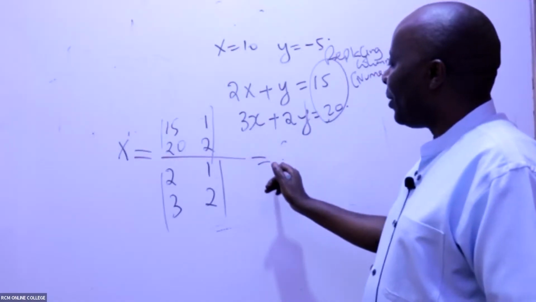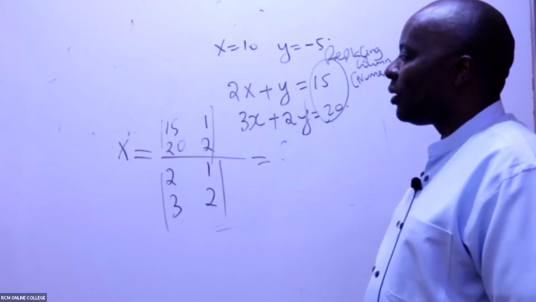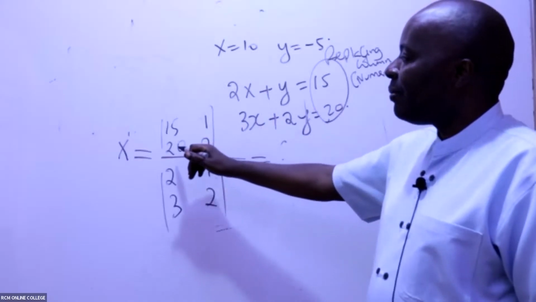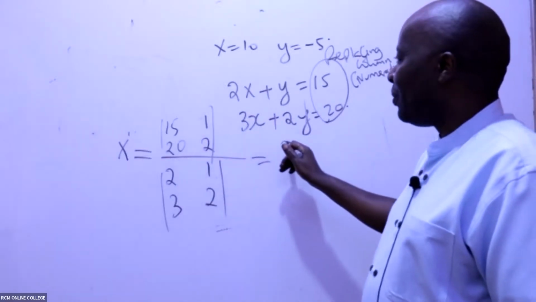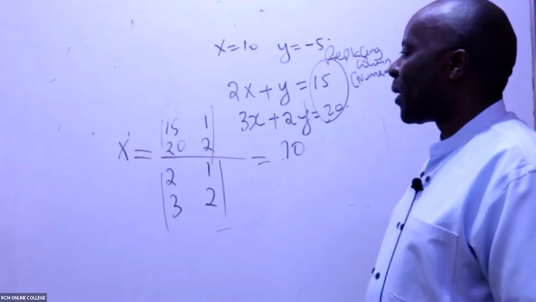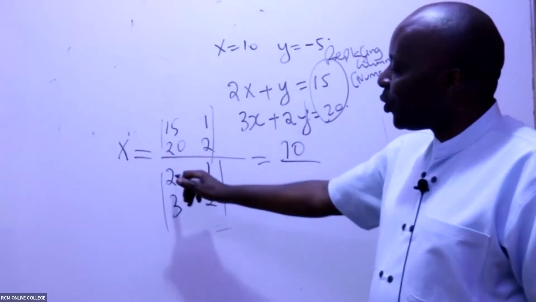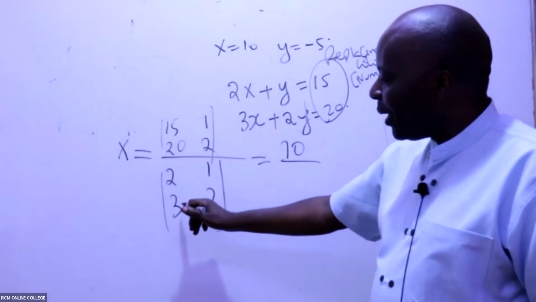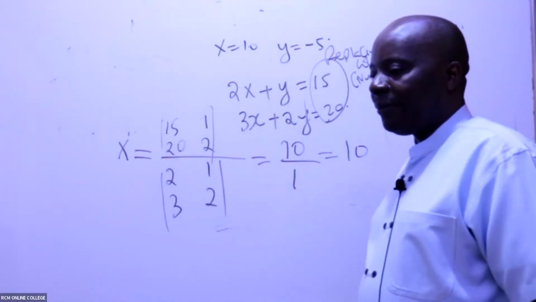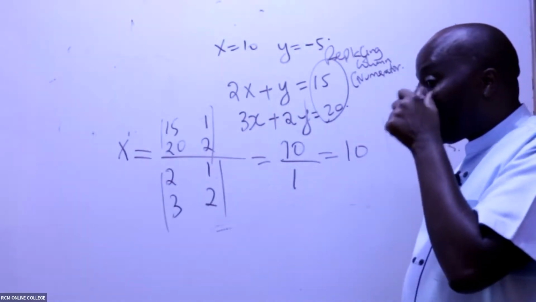Great. Now from there, ladies and gentlemen, you'll be able to give me the determinants. You know, determinant is the product of the primary diagonal minus the product of the secondary diagonal. So this one here will be 15 times 2, 30, 30 minus 20. That gives me 10. All over this one here, 2 times 2 is 4, 4 minus 3, 1. So the value of x is 10.